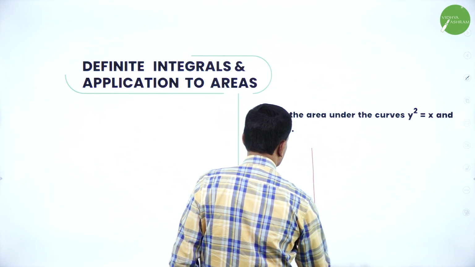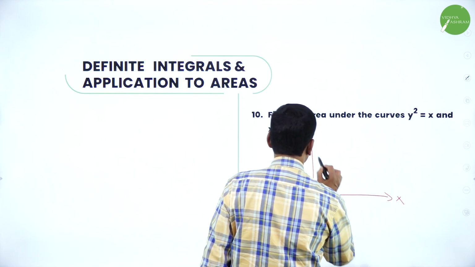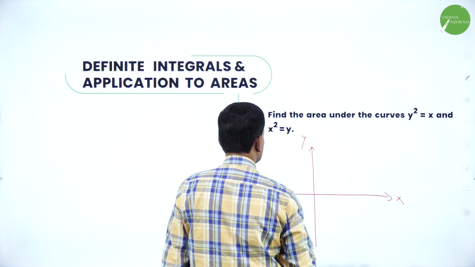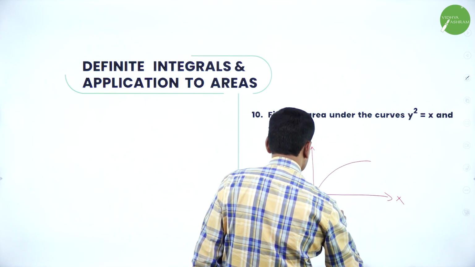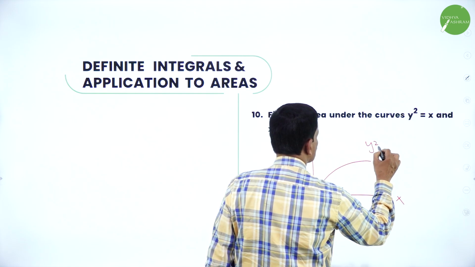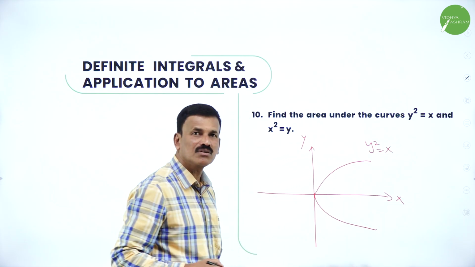Now let us draw the curve for this. So x-axis, y-axis. Now y square is equal to x, that is y square is equal to 4x, is an equation of a parabola which is opening right side. Y square is equal to x.